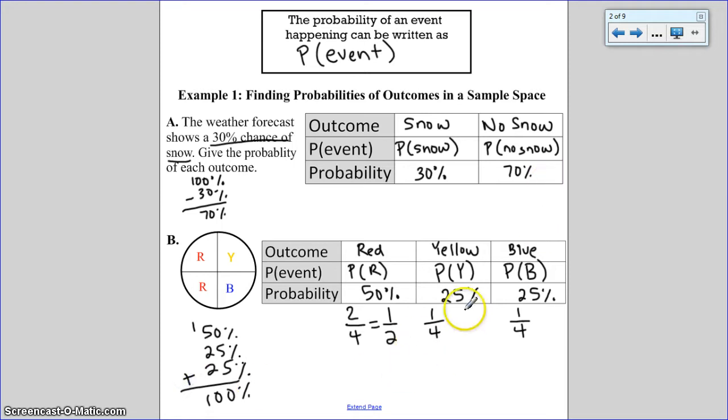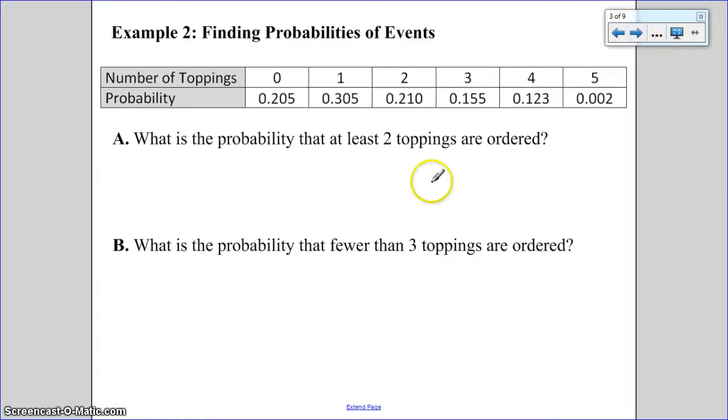All right, let's go on to a couple more examples. Now in this example, we're given a little chart, and this is probably something like Pizza Hut or Little Caesars, something like that they would put together, and they would say that the number of toppings is anywhere from 0, which is your cheese pizza, to 5, which is your supreme. And here our probabilities are written as decimals, so when we add them up, they really should add up to equal 1.